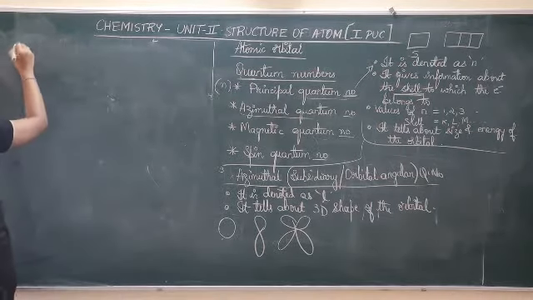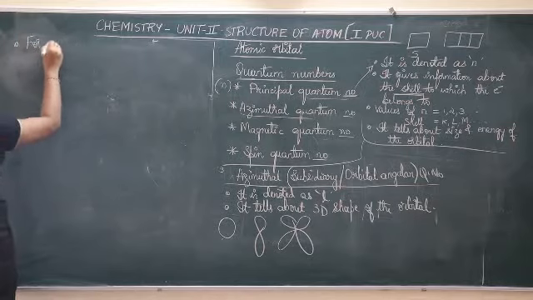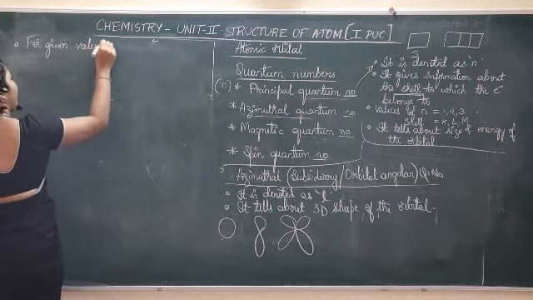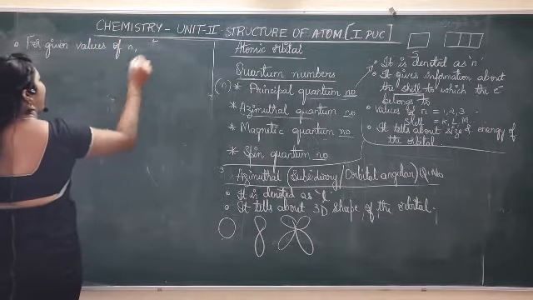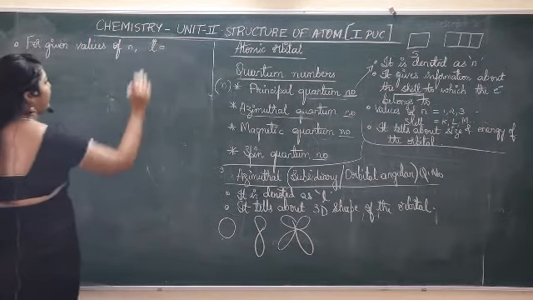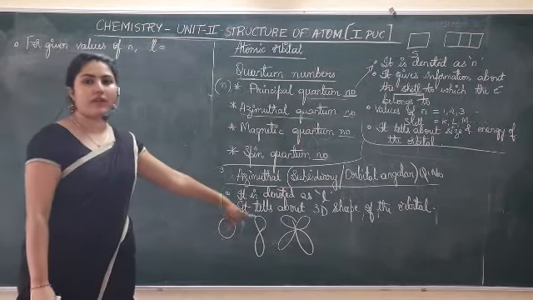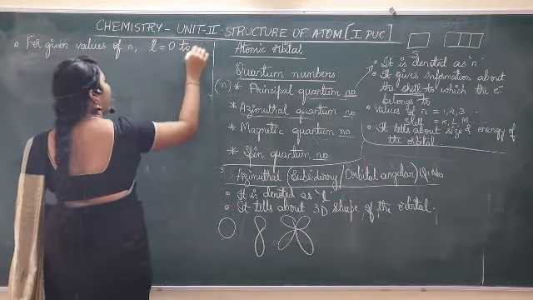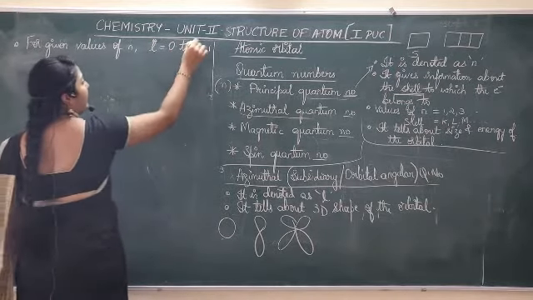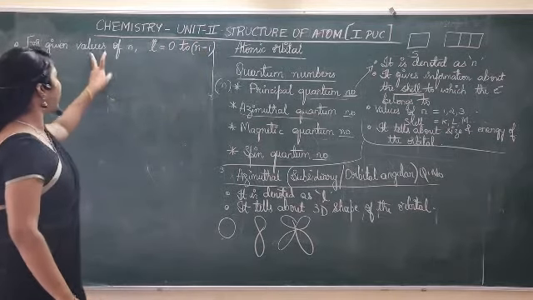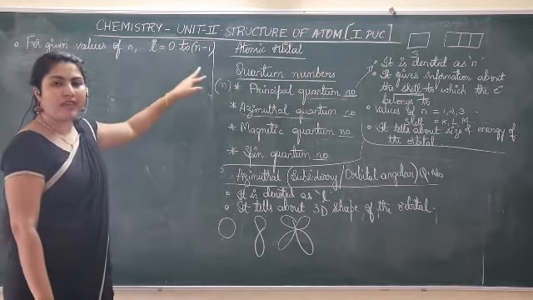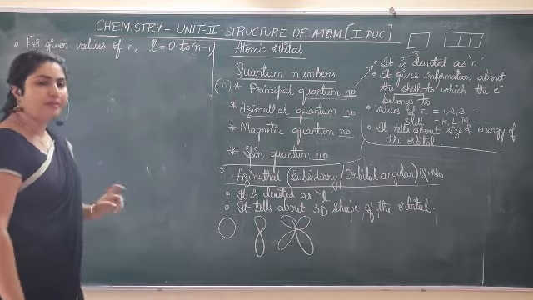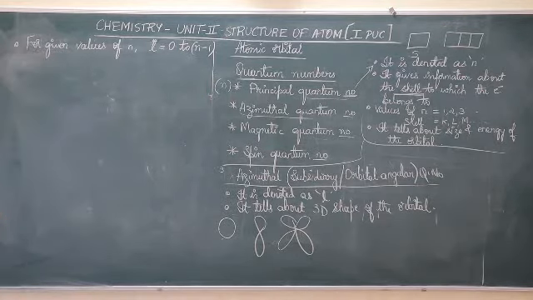That is, next point, for given values of n, L value will be, now we have to know, what are the values of L? L values can range from 0 to n minus 1. For the given values of n, L value will vary from 0 to n minus 1. Let me give some examples.